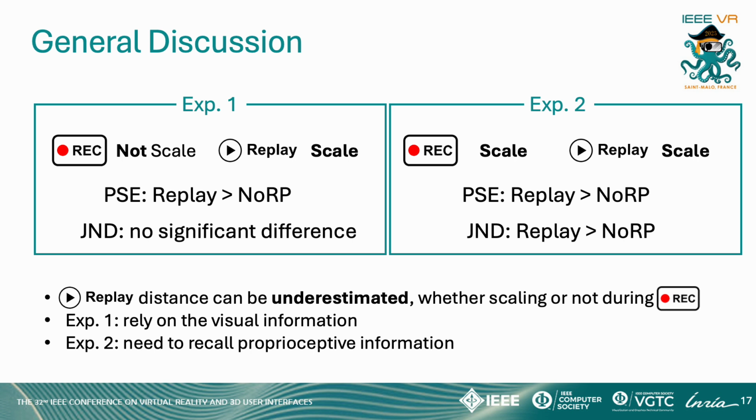This finding suggests that people tend to underestimate distance during the replay, regardless of whether or not the movement was scaled in real time. Meanwhile, looking at the JND, in Experiment 1, there was no significant difference between conditions, but in Experiment 2, the JND was higher in the replay condition. We believe this result arises from the fact that, in Experiment 1, participants could rely on visual information when estimating their movement during reaching, whereas in Experiment 2 they couldn't, so they had to rely more on proprioceptive cues, which affected their discrimination accuracy.